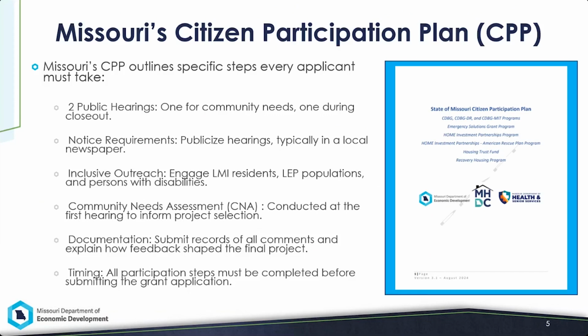The state also expects targeted outreach, not just a flyer. You'll need to make a real effort to include low to moderate income households, non-English speakers, and persons with disabilities. Missouri is very clear about documentation, so you'll need to provide sign-in sheets, signed public hearing minutes, copies of the notices, and proof of publication or an affidavit. All these steps, both hearings and the outreach and records, must be finished before your application is submitted to the state.